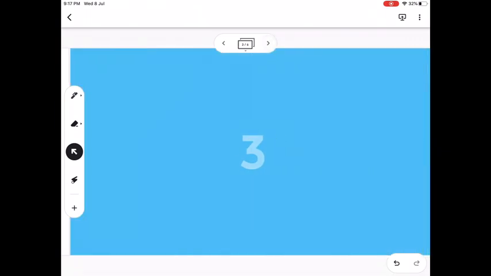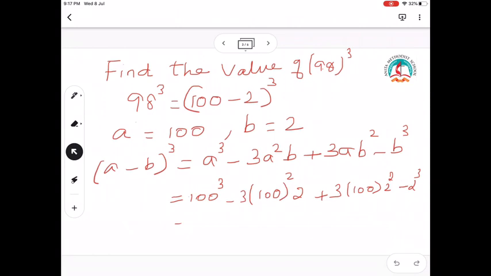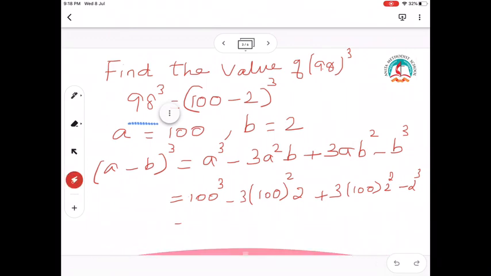Okay children. By using that, find the value of 98 cube. How can you write 98 cube, children? We can write (100 - 2) the whole cube. What is in your a place? a is equal to 100.